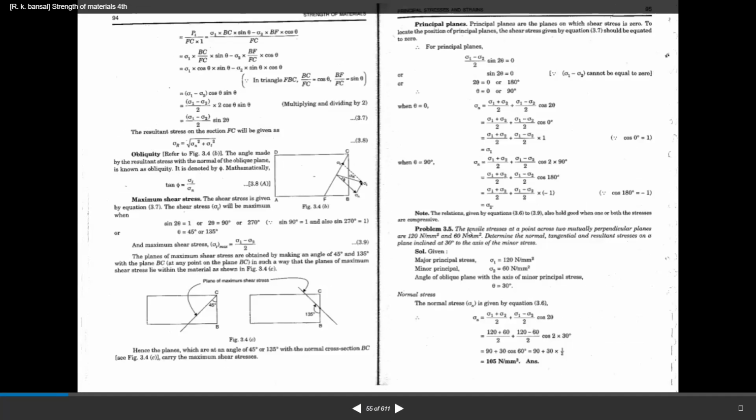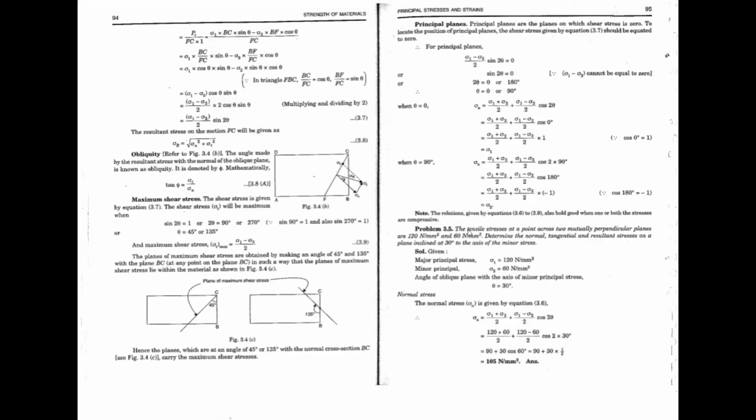Today I will explain. This topic will be completed and we go to the next class for theory of failures. Theory of failures, that is unit 1, second part. I will explain it in the next class.